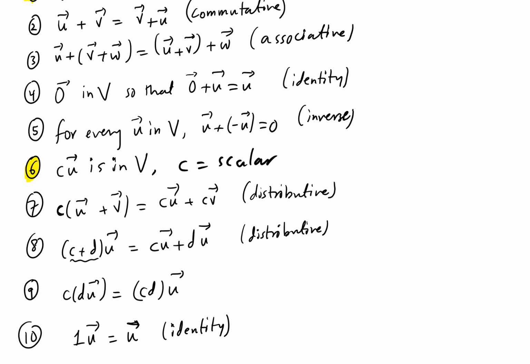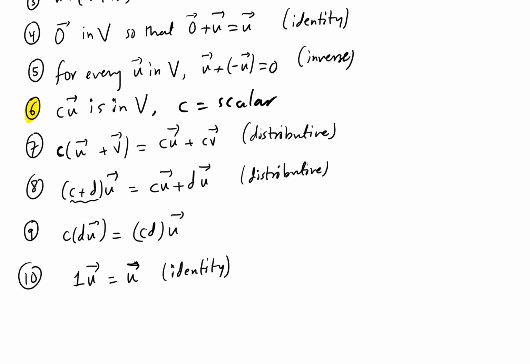Again, I'm going to repeat the definition. A vector space is a non-empty set capital V of vectors and two operations, addition and multiplication. As you notice with these axioms, we use addition and multiplication, such that those 10 axioms must hold. Let's look at an example.